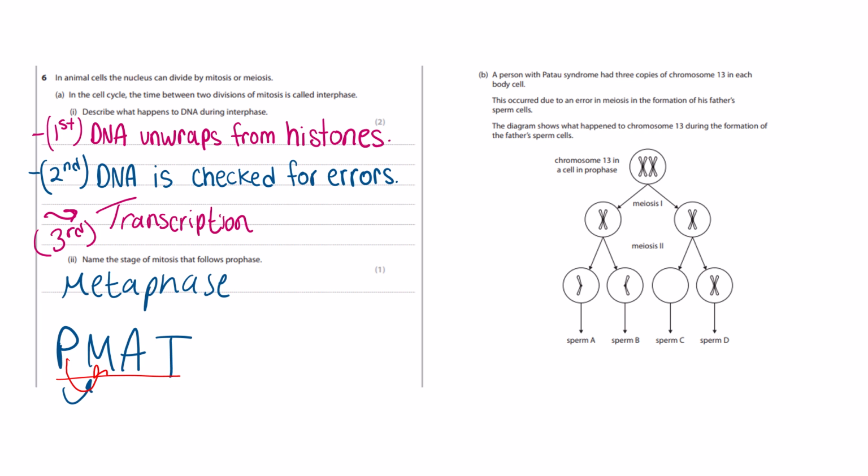A person with Patau syndrome had 3 copies of chromosome 13 in each body cell. This occurred due to an error in meiosis in the formation of his father's sperm cells. The diagram shows what happened to chromosome 13 during the formation of the father's sperm cell. So we have chromosome 13 in the cell in prophase. Meiosis 1 occurs and everything looks normal. Now meiosis 2 occurs and sperm A and sperm B look perfectly normal. The centromeres have separated. However, in sperm C it's empty and in sperm D the chromosome moved down as if nothing happened.